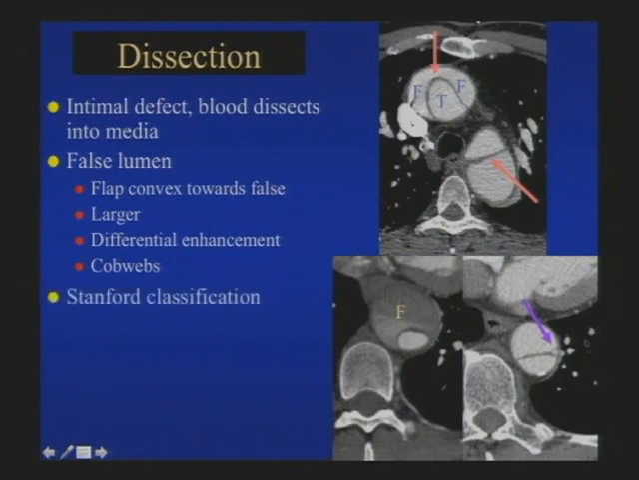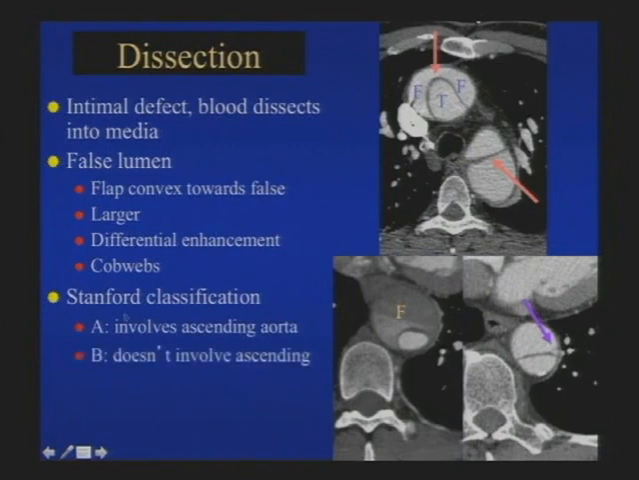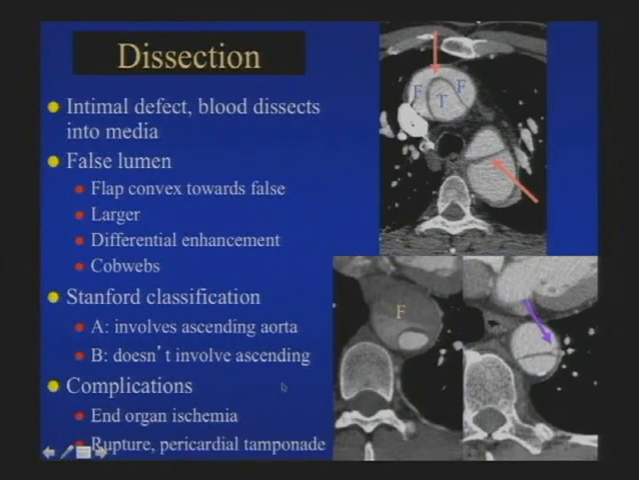The Stanford classification, which I hope you all know, we're from the West Coast, so we use the Stanford classification, even though there may be some sort of rivalry between UCSF and Stanford, but very simple. Type A involves the ascending aorta, type B doesn't. Type A is surgically treated in the vast majority of cases. Type B is medically managed unless the patient has intractable pain or end organ ischemia, in which case you could consider a surgery.